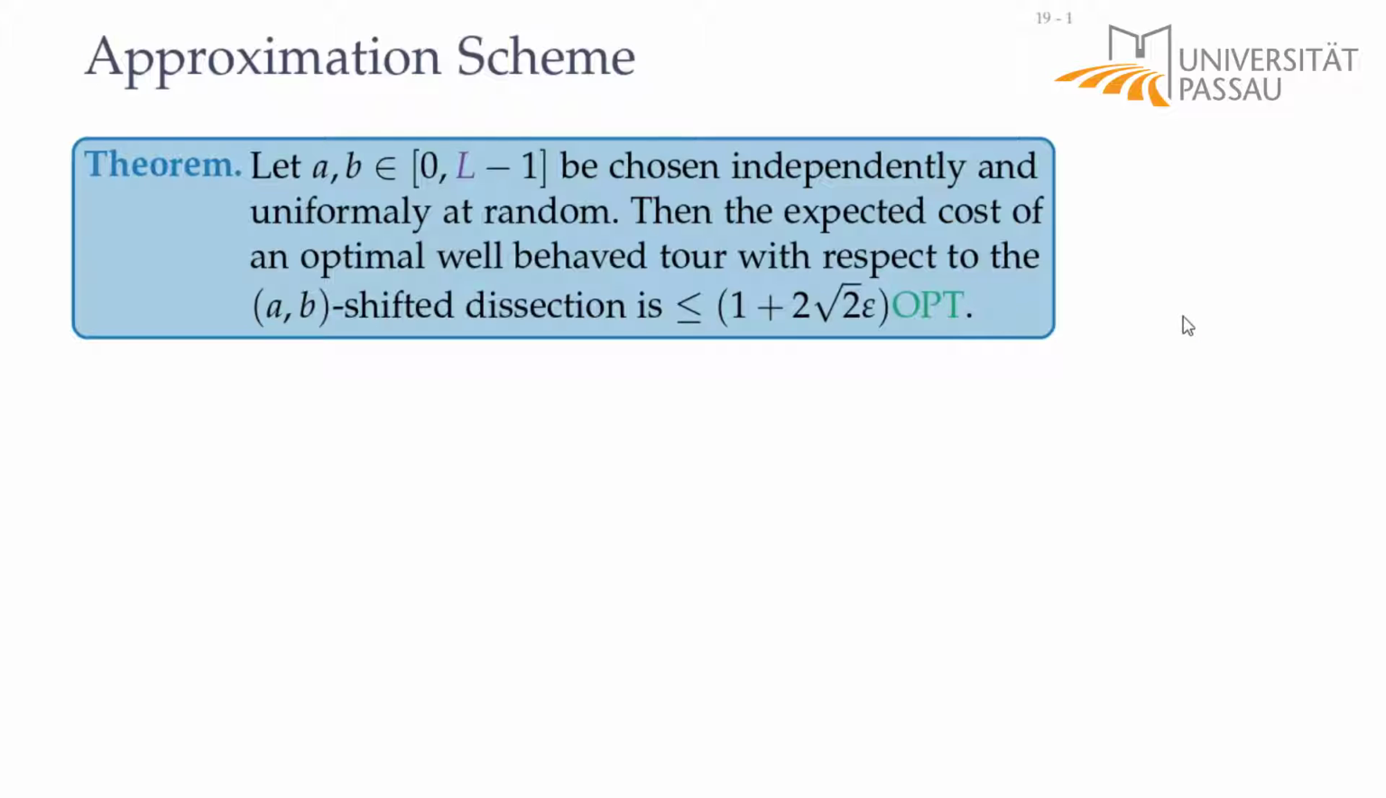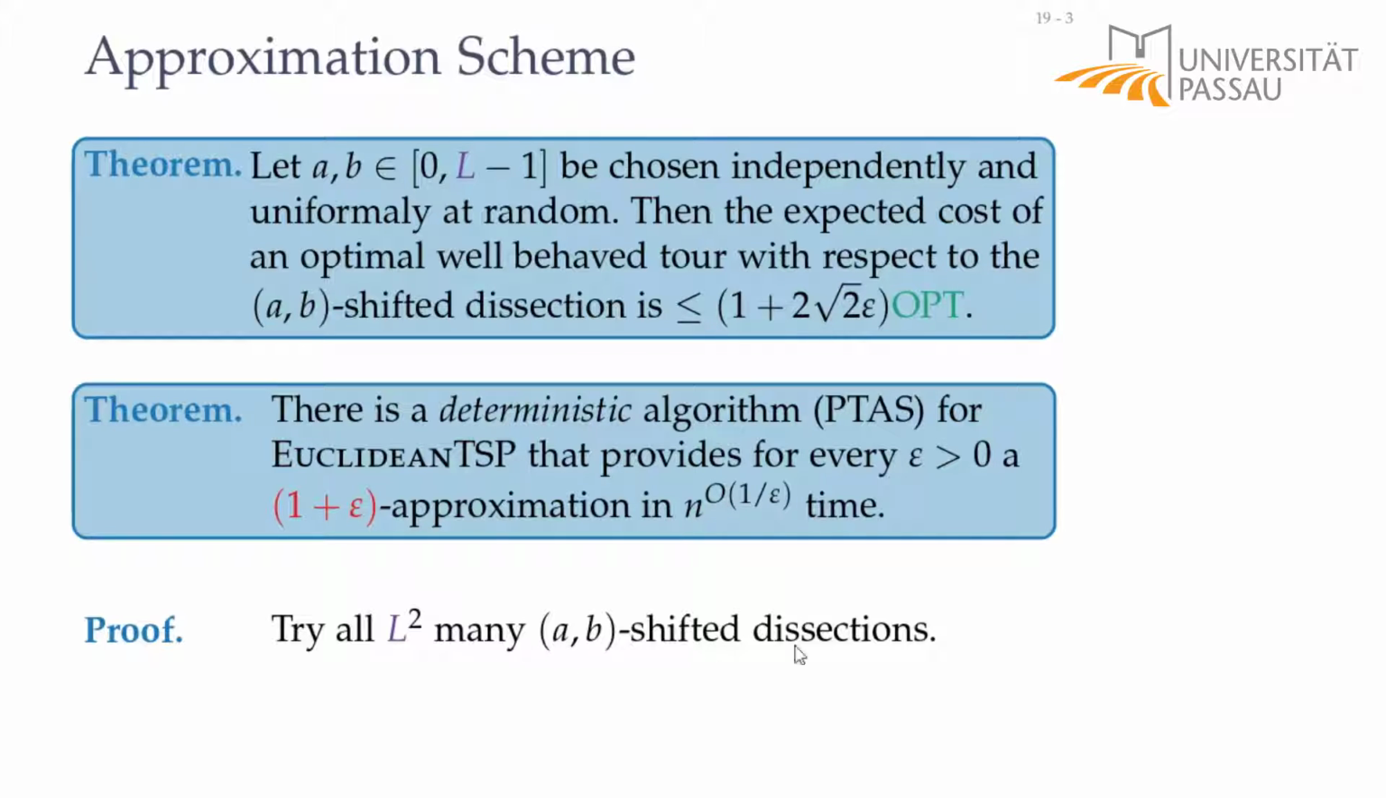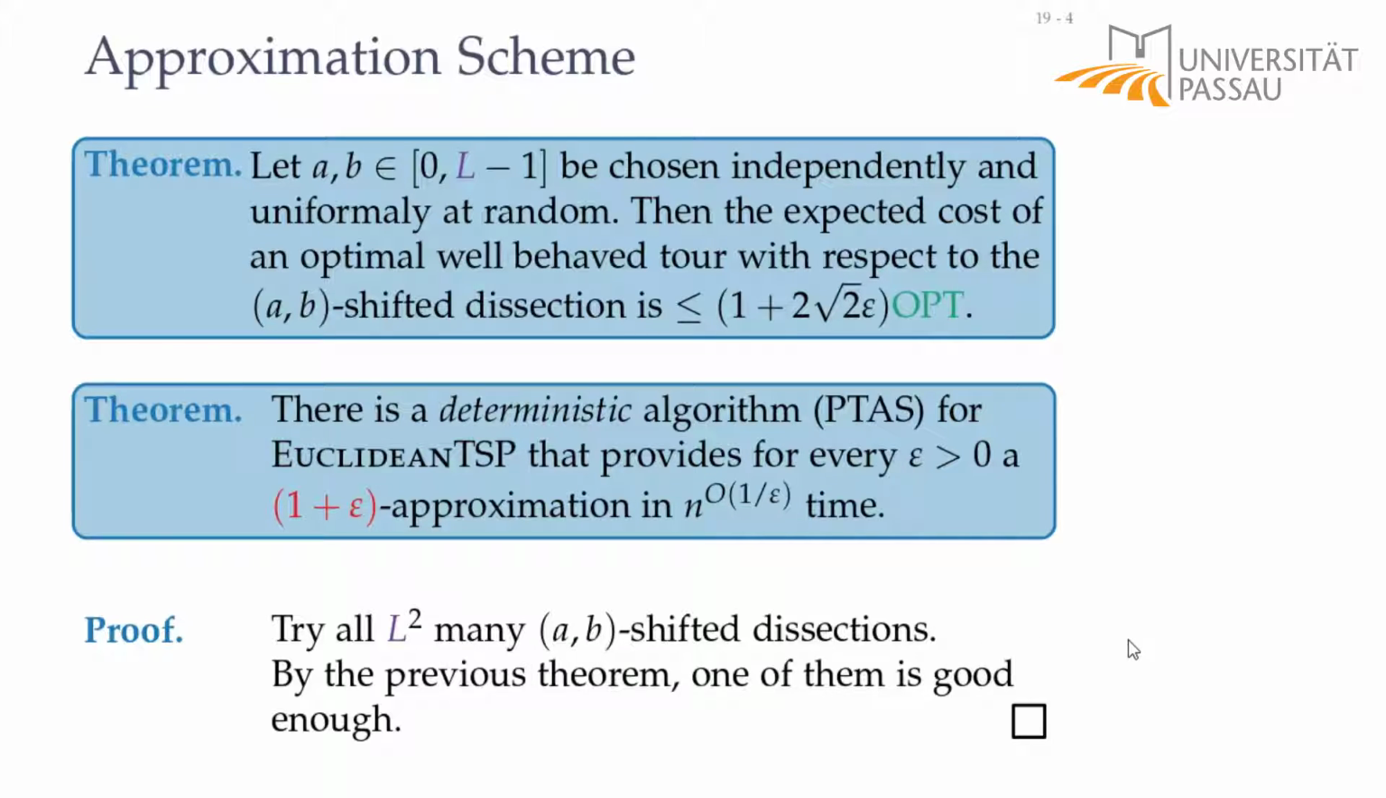So we get our theorem, we have at most 1 plus 2 square root of 2 epsilon times opt in the expected case. And that means there's a deterministic algorithm where we find a 1 plus epsilon approximation by just choosing our epsilon a little bit smaller, input epsilon divided by 2 square root of 2, and then trying all AB shifted dissections. And by this theorem, one of them is good enough, and we get our result.